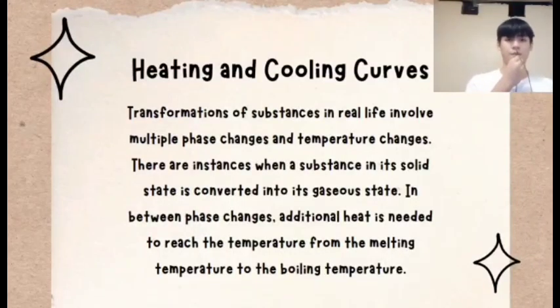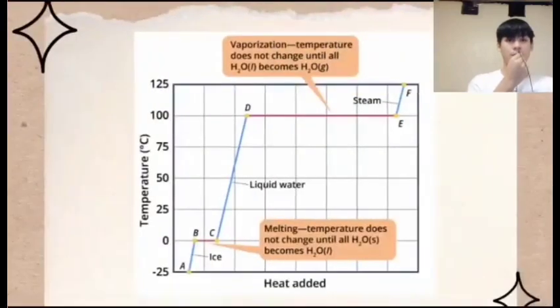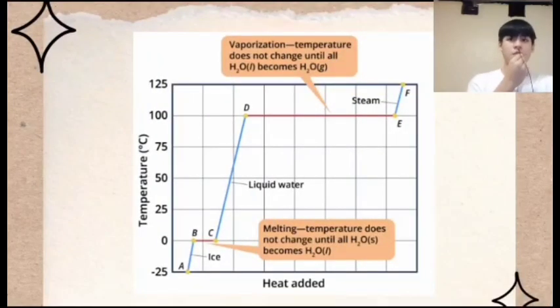Heating and cooling curves. Transformations of substances in real life involve multiple phase changes and temperature changes. There are instances when a substance in its solid state is converted into its gaseous state. In between phase changes, additional heat is needed to reach the temperature from the melting temperature to the boiling temperature. Next, the one shown on the screen is the heating curve for water. So the amount of heat in complex phase transformations can be tracked in heating and cooling curves.